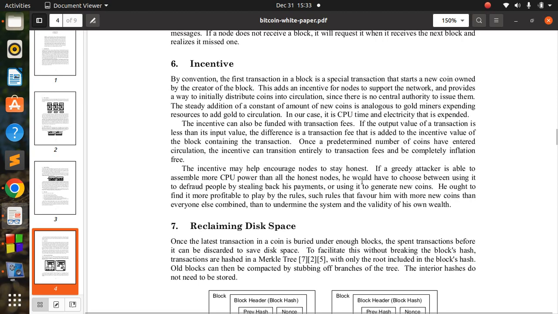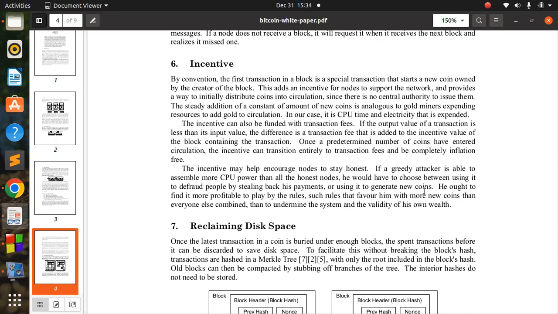If a greedy attacker is able to assemble more CPU power than all the honest nodes, he would have to choose between using it to defraud people by stealing back his payments or using it to generate new coins. You see, that's dangerous, but it's not possible in blockchain.